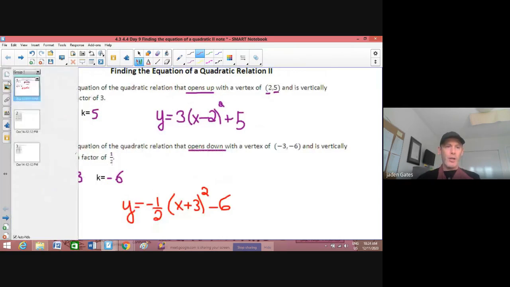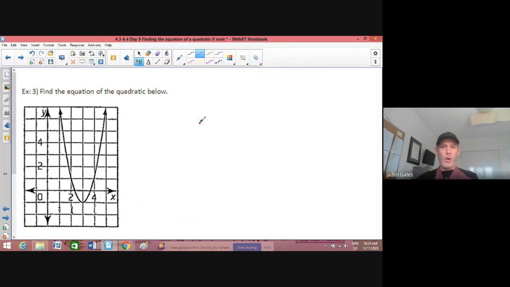Now, it can get a little trickier when we have a graph. All right, so here's the first thing I'm going to do when I have a graph. I find the vertex, which again is your very bottom or top spot. All right, now this vertex is at the point, let's see here, 1, 2, 3 to the right, 1 down. Now that is telling me right away that my H value is 3 because it shifted right 3, and the K value is -1 because it shifted down 1.